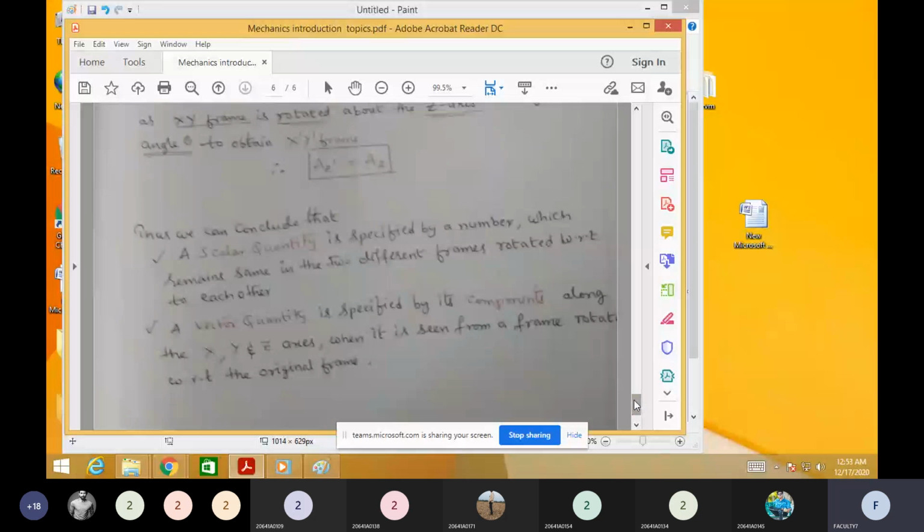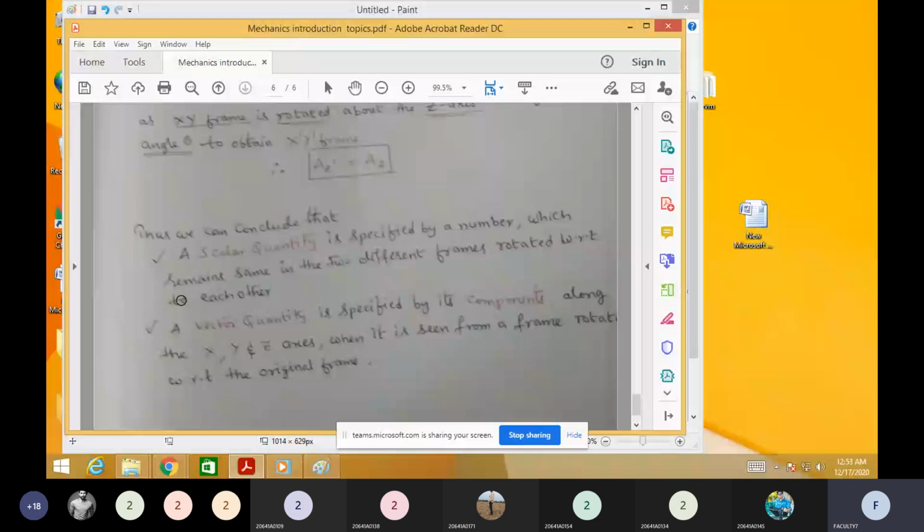Now what is the conclusion of the entire topic? You are concluding here with 2 points. What are the 2 points? The first point is regarding the scalar quantity. A scalar quantity is specified by a number. It is having only magnitude, so we are specifying it by a number, which remains the same in the two different frames, even though we got rotation here. I will repeat: a scalar quantity is specified by a number which remains the same in the two different frames rotated with respect to each other.